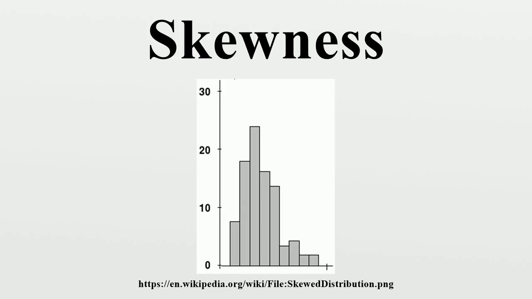Negative skew. The left tail is longer. The mass of the distribution is concentrated on the right of the figure. The distribution is said to be left-skewed, left-tailed, or skewed to the left. Positive skew. The right tail is longer. The mass of the distribution is concentrated on the left of the figure. The distribution is said to be right-skewed, right-tailed, or skewed to the right.